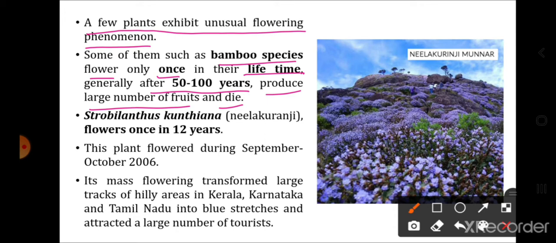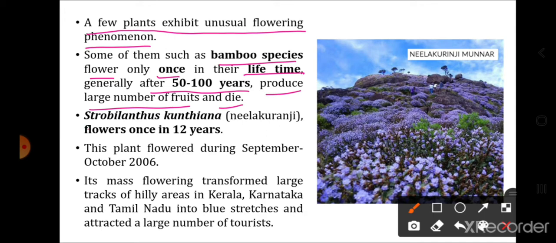So there are some species of plants which flower only once in their lifetime, and after flowering they die. One such example is bamboo species. Bamboo flowers once in its lifetime, generally after 50 to 100 years. It produces a large number of fruits and finally it dies.